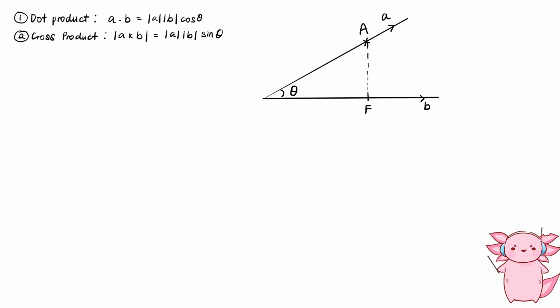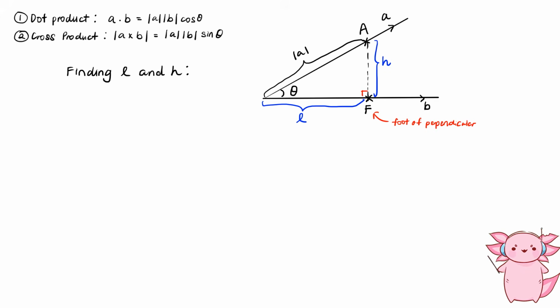So let's drop down point A to get the foot of the perpendicular F, and we want to try to find this length L and the height H. Since this length is the magnitude of A, using trigonometry, we know that L is equal to the magnitude of A times cosine theta, and H is the magnitude of A times sine theta.